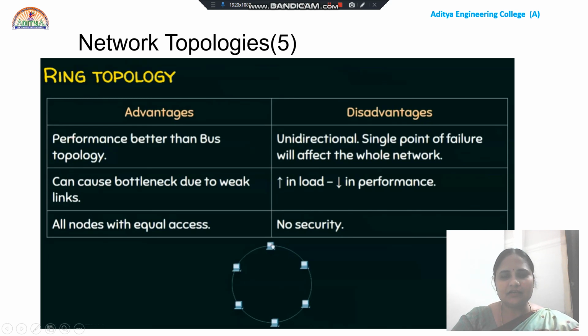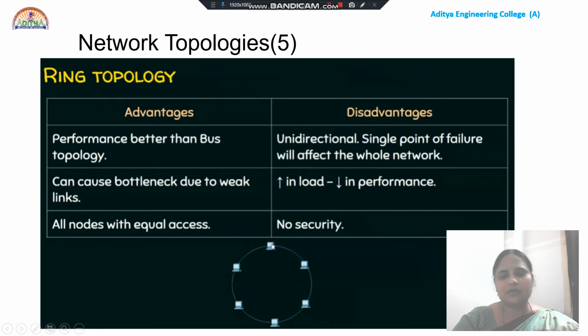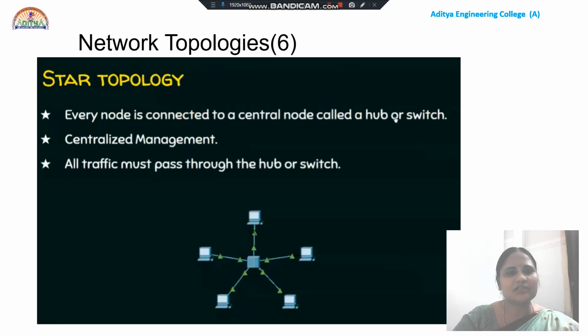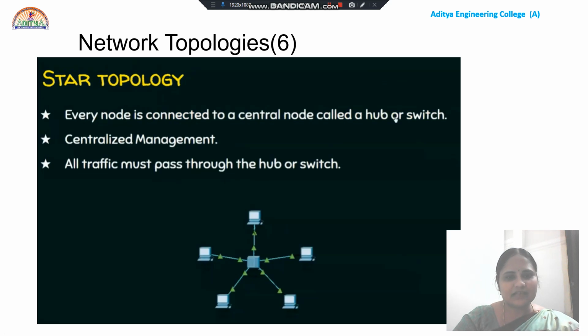Coming to the disadvantages, as we discussed already, it is unidirectional in supporting data transportation. Because of this, a single point of failure definitely affects the whole network. If the load increases, the network performance decreases, and also there is no security in this ring topology. And the next one is star topology.